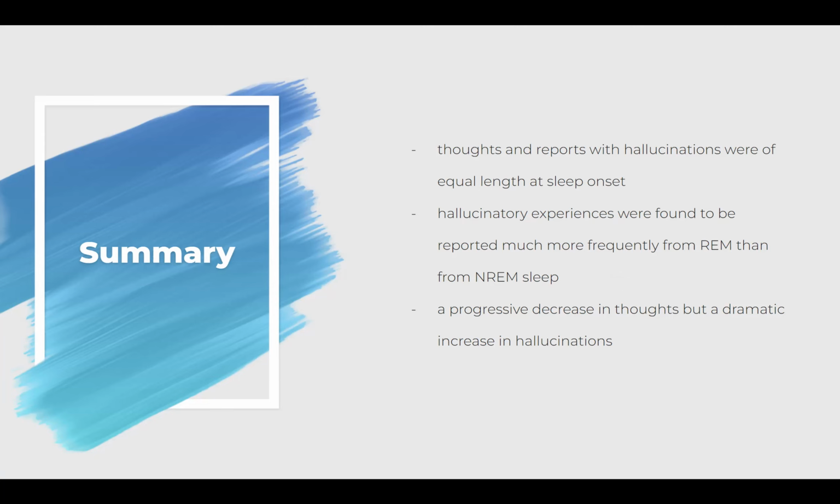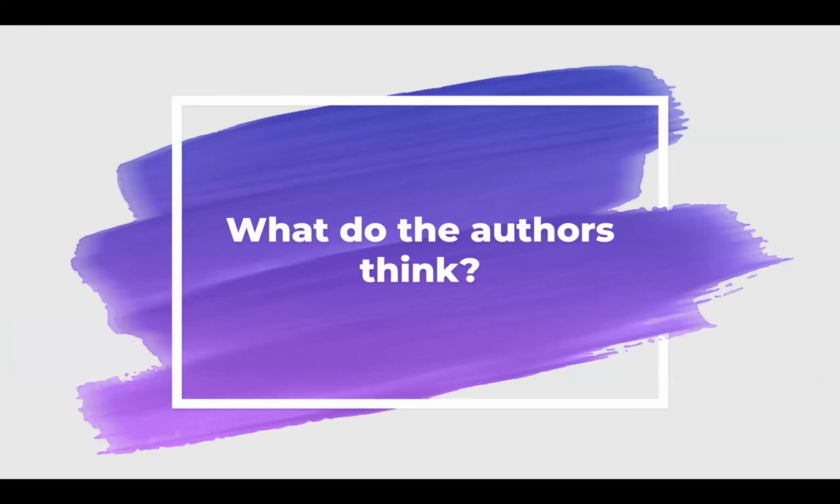to REM sleep. Several processes underlie the formation of the 2 mentation categories, and the activity of these processes varies differentially across states of waking and sleep. They reported a progressive decrease in thoughts, but a dramatic increase in hallucinations. Hallucinatory experiences were found to be reported much more frequently from REM than from non-REM sleep.